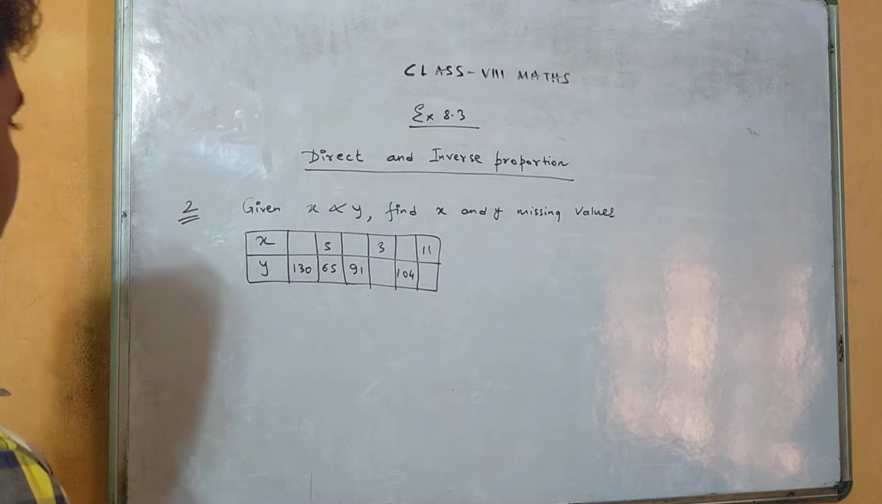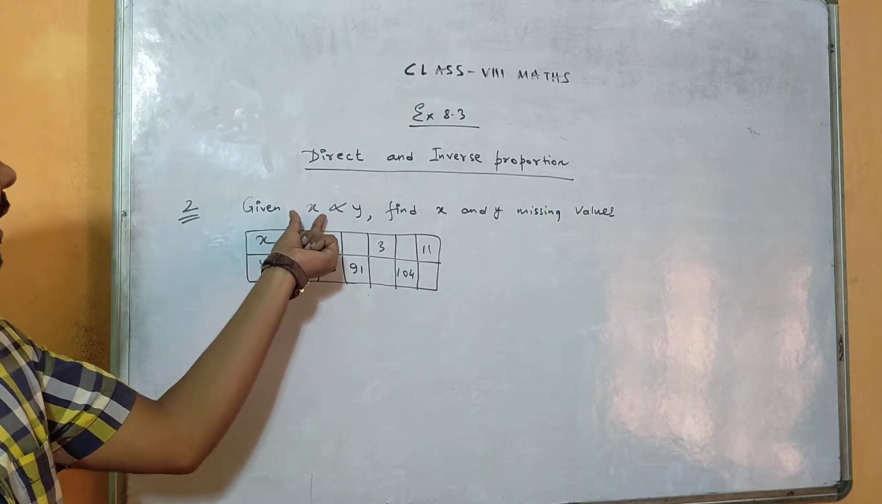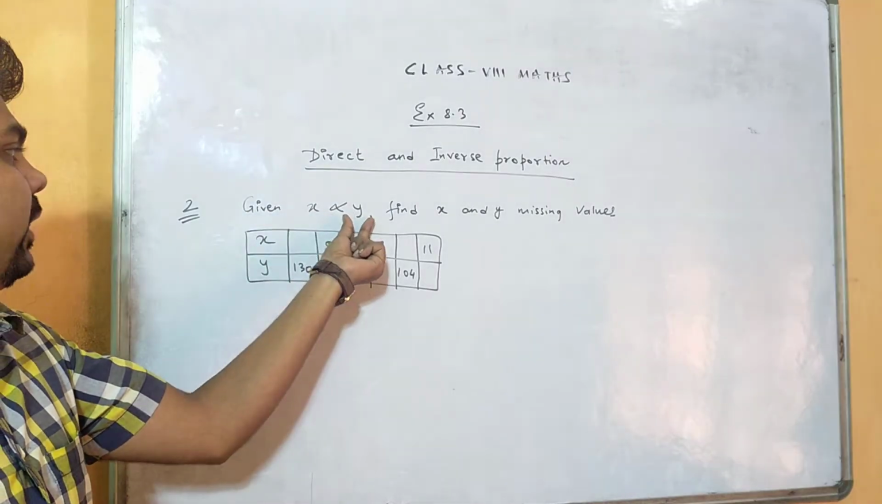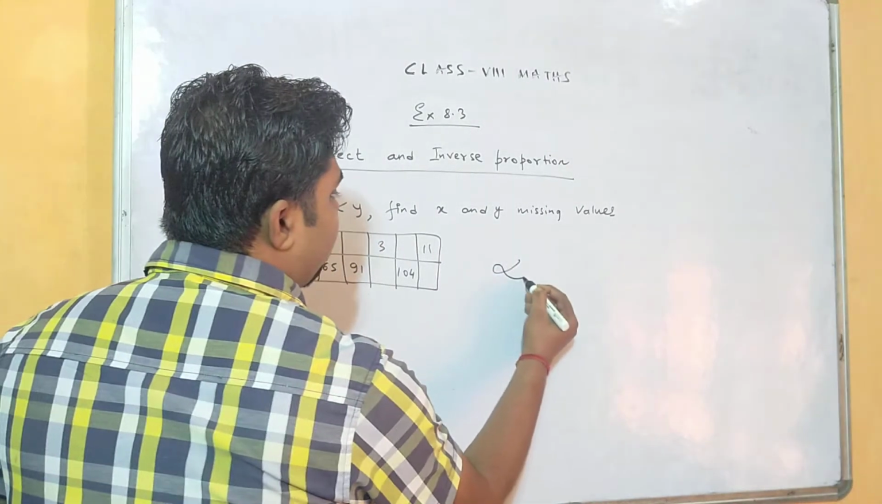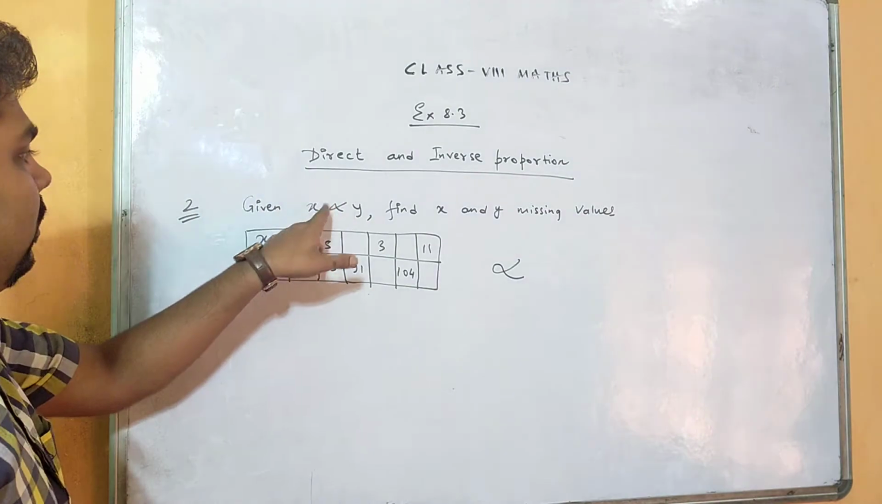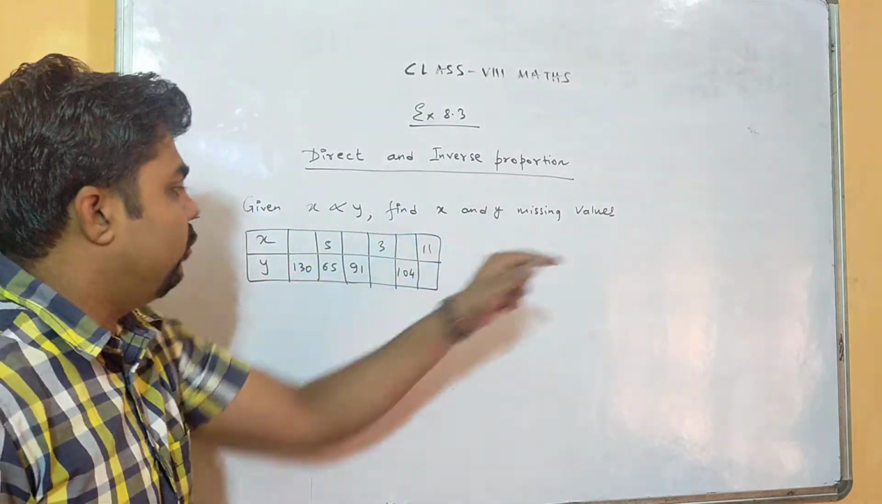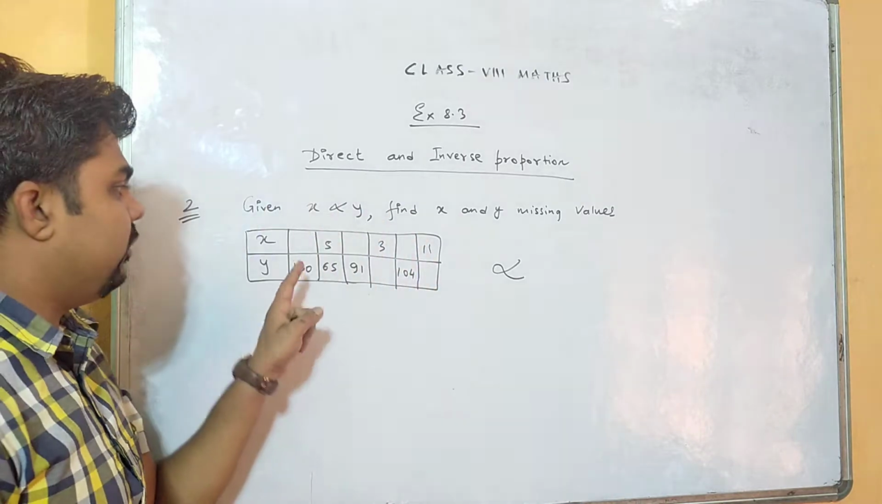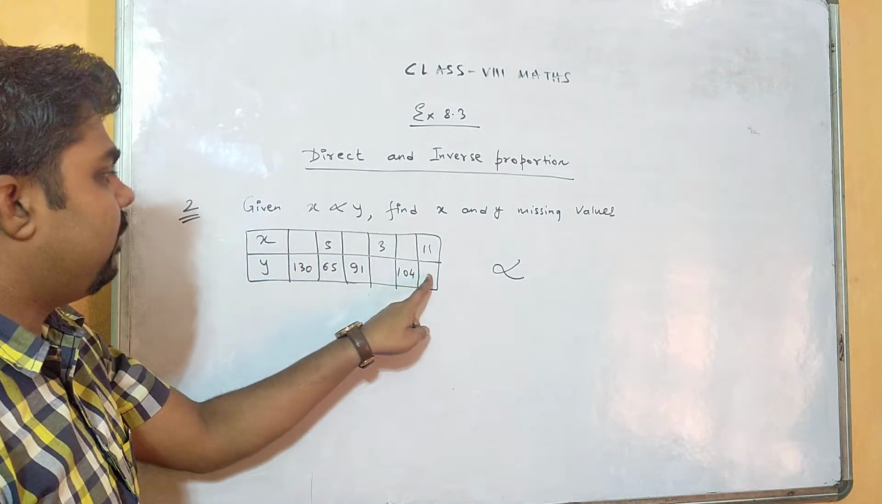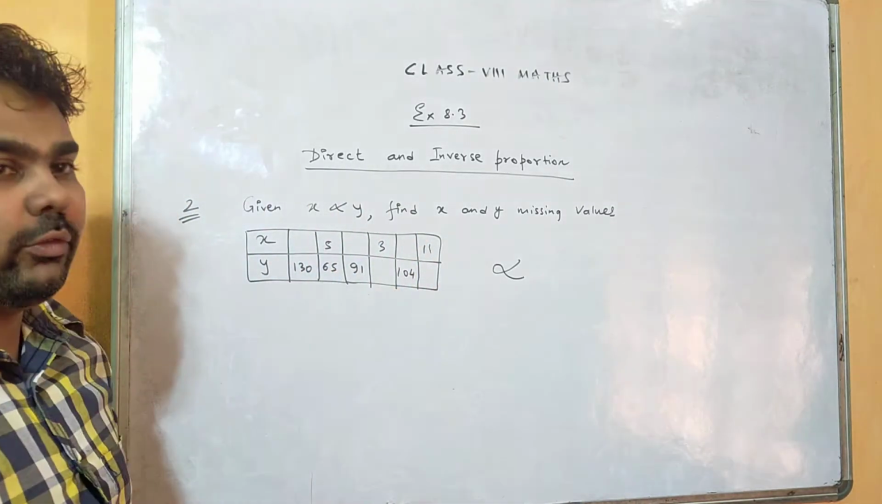Question number 2, you see, given x directly proportional to y. So this is the symbol of directly proportional. Find the missing values of x and y. That means you see this chart is also given in the question. These places values are missing, so these values we have to find, right?